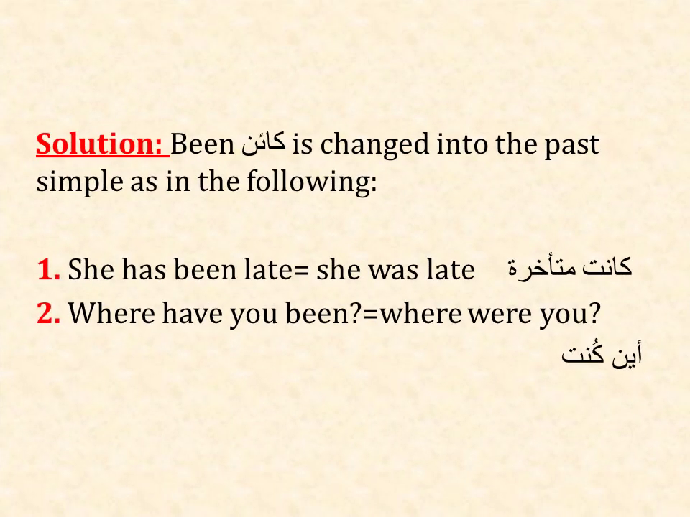Been, which means كائن in Arabic, is changed into the past simple as follows. For example, "she has been late" changes to "she was late": كانت متأخرة instead of هي كانت كائنة متأخرة. Number 2, "where have you been?" becomes "where were you?": أين كنت؟ So both of these sentences change to the past. This is the solution for examples represented by the past of be or the past participle of be, been.